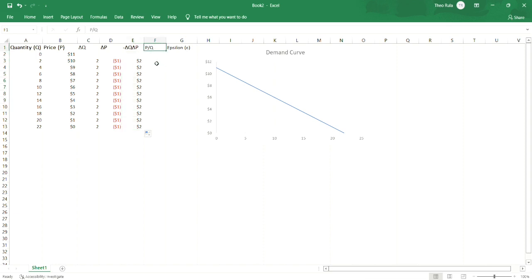Now on to the next, P over Q. You find it by having equals the P and the Q, which is B3 in my case, divided by the quantity, which is A3, or 2. And there you have it. You have the P over Q. And now you drag it down and you can see the results.